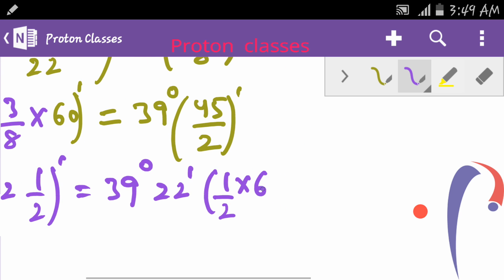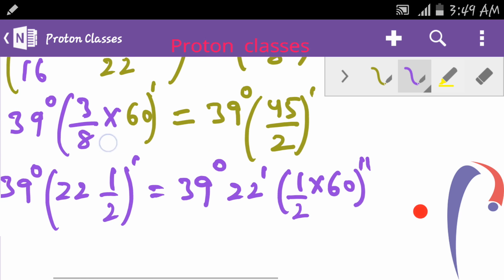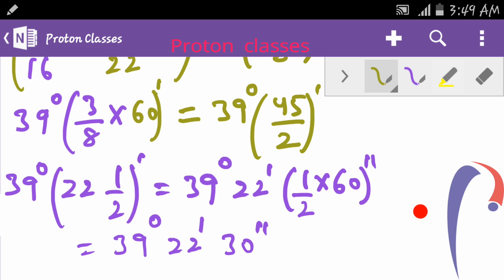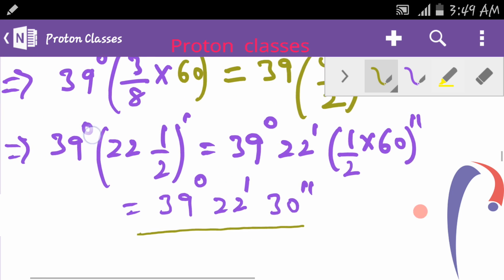By multiplying it by 60. This is now in seconds. Now what's the answer here? 39 degrees 22 minutes, and by solving it we got 30 seconds. Now this is our last answer, 39 degrees 22 minutes and 30 seconds.